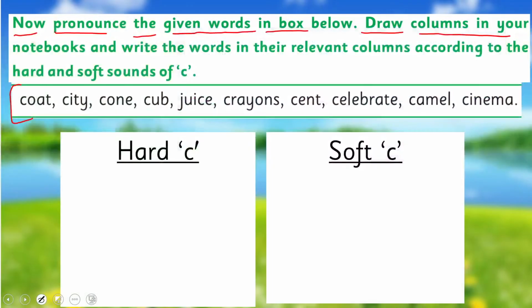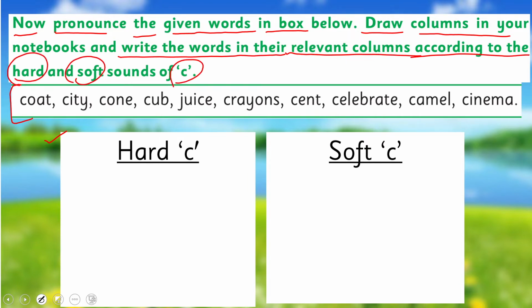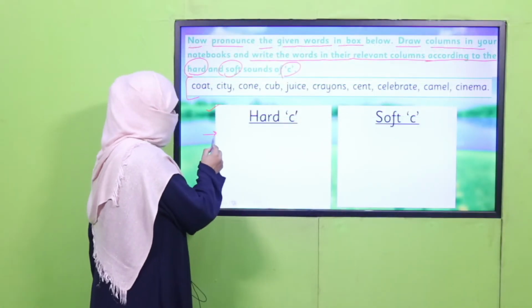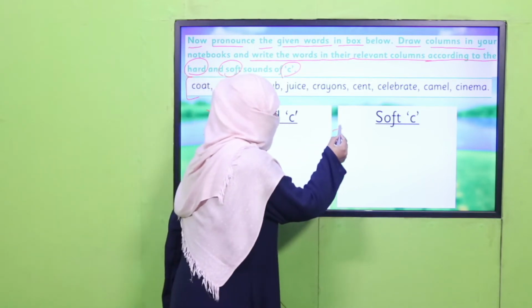Draw columns in your notebook. The way it's mentioned is here. So write the words in your relevant columns according to the hard and soft sounds of C. So if the letter C has its hard sound, you will write it in this column, and if it has soft sound, you will write it over here.